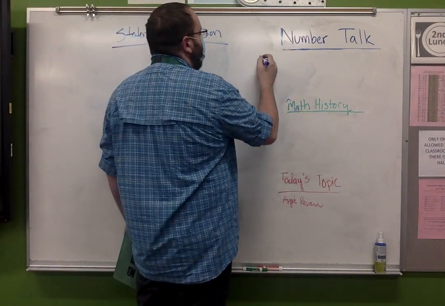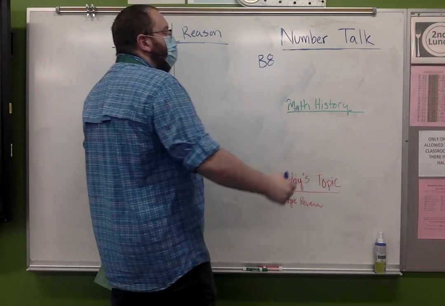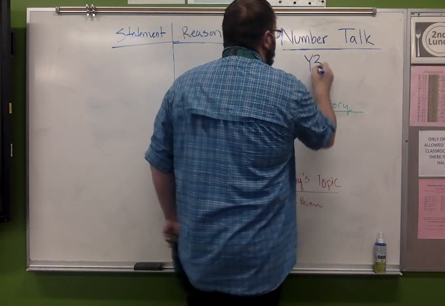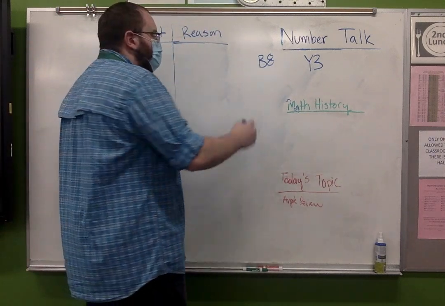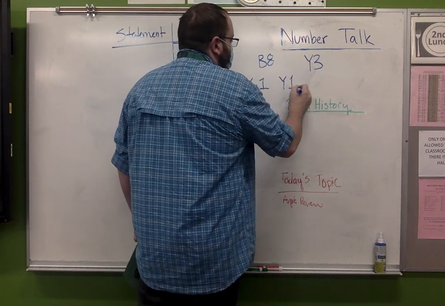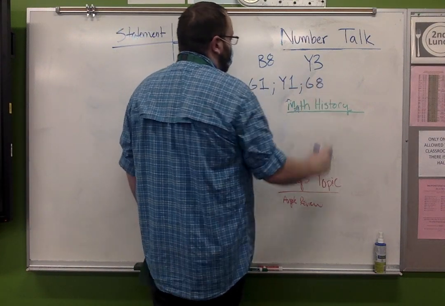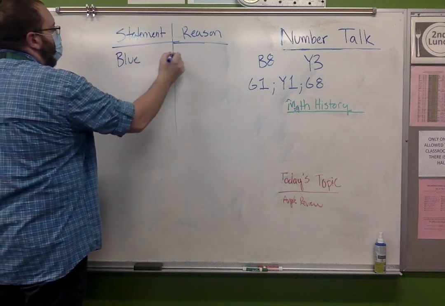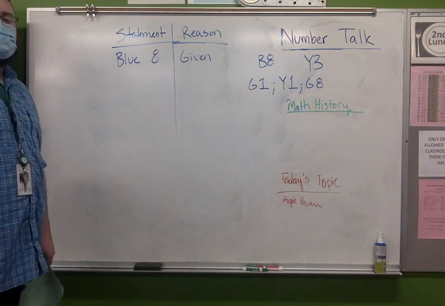So we're given a blue 8, and we want to get to a yellow 3. And the cards we're allowed to use, or the cards we know to be true in our hand, are a green 1, a yellow 1, and a green 8. Okay, so we start with a blue 8. So I'm going to say my statement is I have a blue 8. The reason is that's what's given to me.